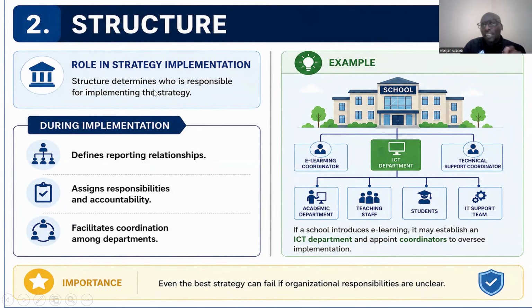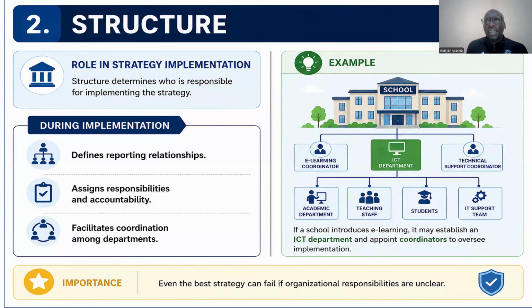So the structure determines who is responsible for implementing the strategy. Remember when we were talking about the organizational hierarchy. The structure is very important, and this is what is known as al-haikal. This determines who is going to do what. So number one, it defines reporting relationships. Who is Muhammad going to report to? Who is Khadija going to report to?